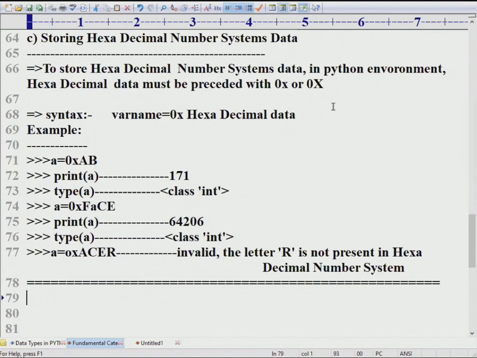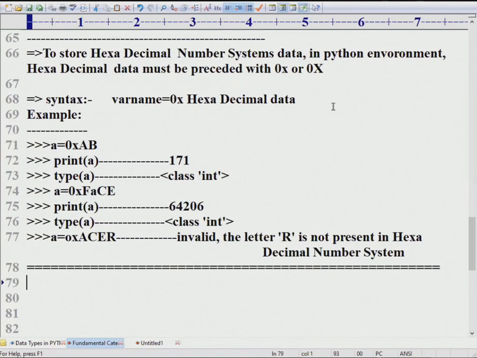Okay. Now it's the most important thing. Let me go to the next data type, which is Float. Before going to that, at the same time, I want to cover one small topic. That is called base conversion functions. What are those? Base conversion functions.